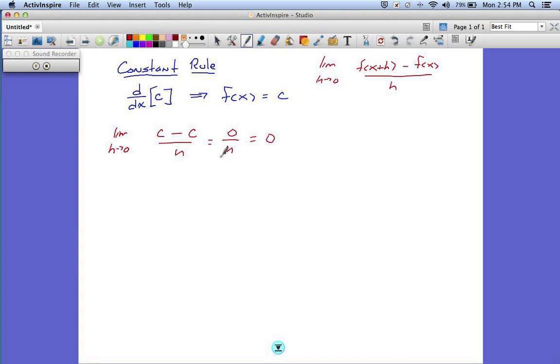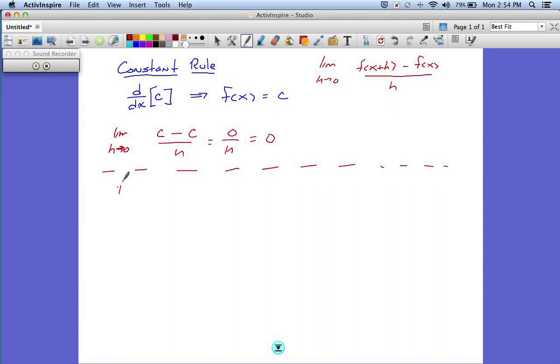Now you might be saying, well, I can't plug 0 in because I get 0 over 0. Well, remember, this is the limit as h approaches 0. So technically we can plug in a number that's just off of 0. And when I take 0 and divide by it, I will in fact get 0. So the derivative of any constant is 0.